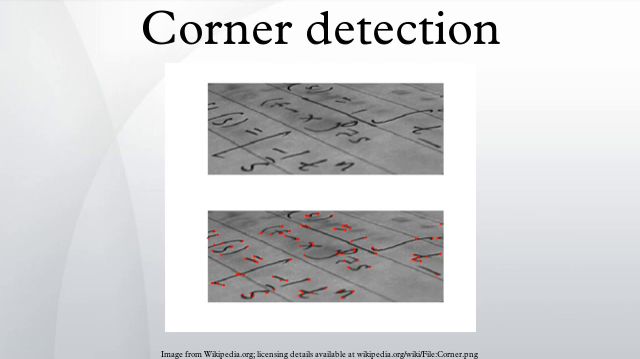Formalization: a corner can be defined as the intersection of two edges. A corner can also be defined as a point for which there are two dominant and different edge directions in a local neighborhood of the point.